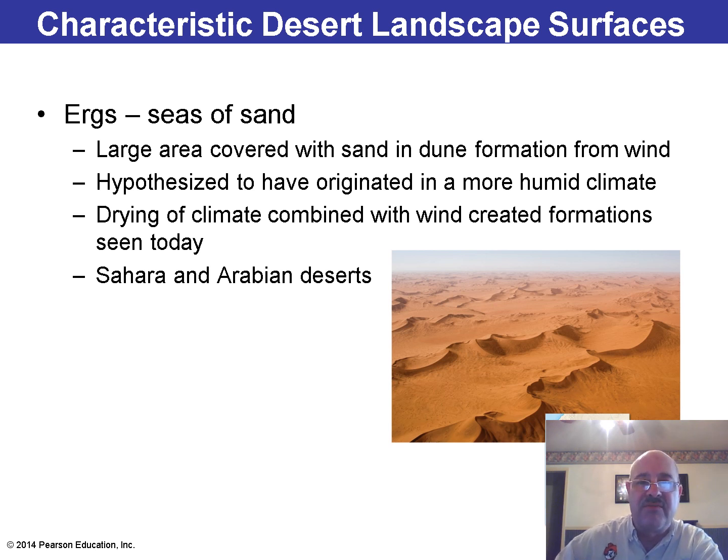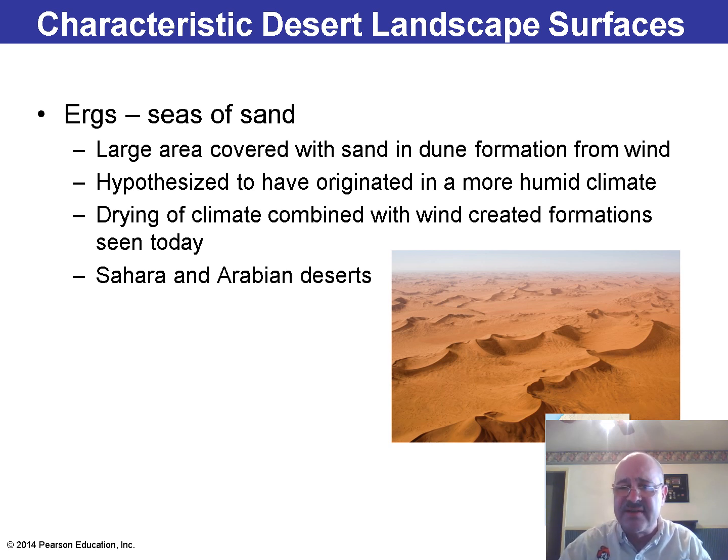All right, some characteristics of desert landscape surfaces. Ergs, seas of sand. These are places that do have a lot of sand. Okay, Sahara, large areas covered with sand and dune formation from the wind. Hypothesized to have originated in more humid climates, more moisture climates. So again, we talked about the petrified forest, right? The big red sequoias that are petrified like rock, in Arizona, okay? So at one time, Arizona had to have a whole lot more moisture. Goes back to plate tectonics. Things are always changing and moving, all right?